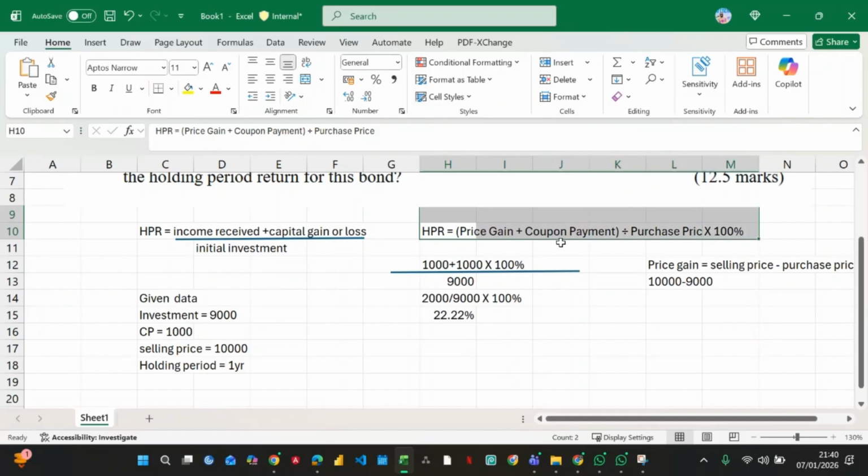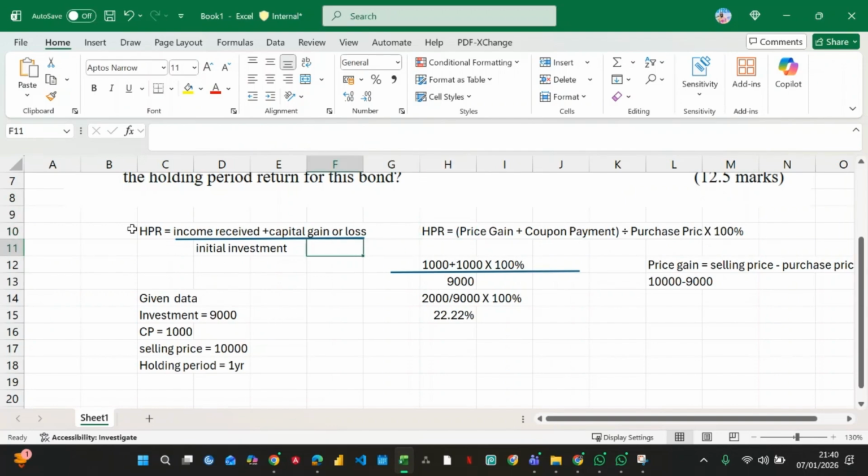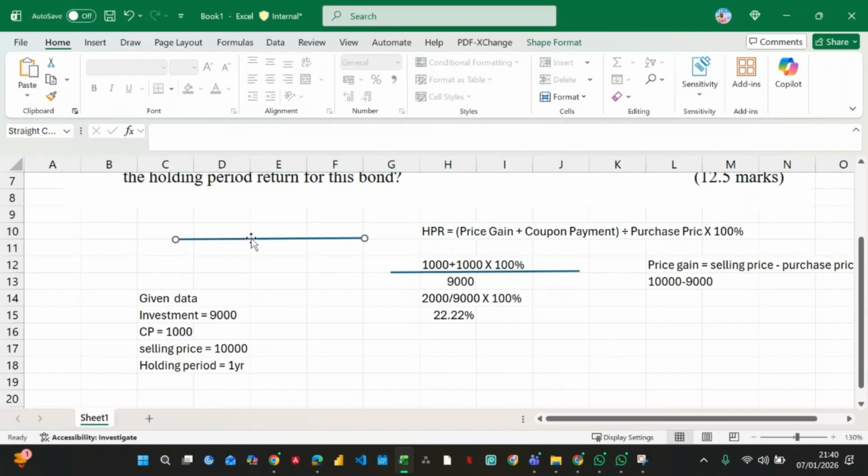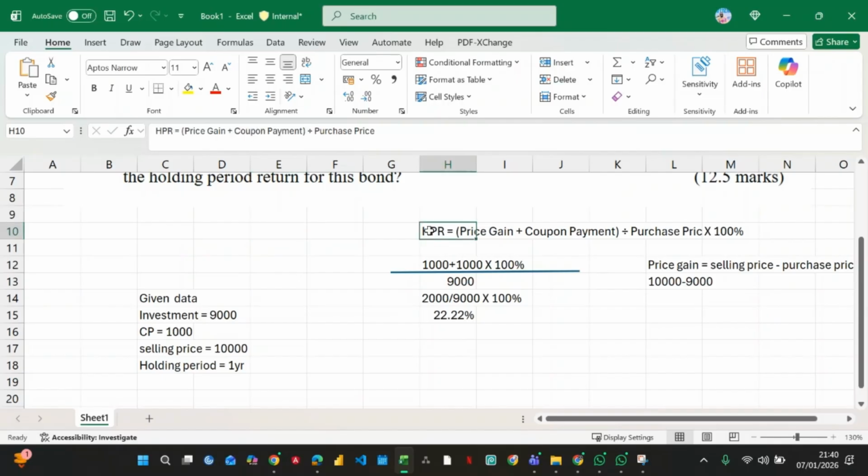So you said the formula is what? Which one is the formula? Is it the income received plus capital gain? No, that's what I'm saying. So the formula is: HPR equals price gain plus coupon payment, divided by purchase price, times 100. Yes, so this is the formula. It's straightforward.